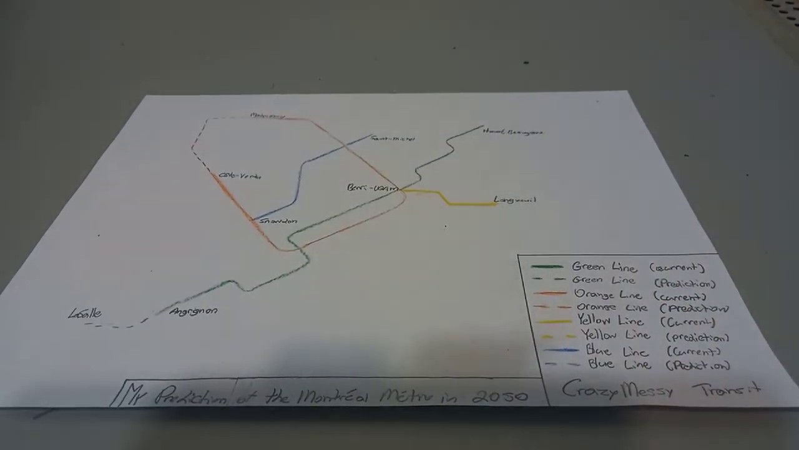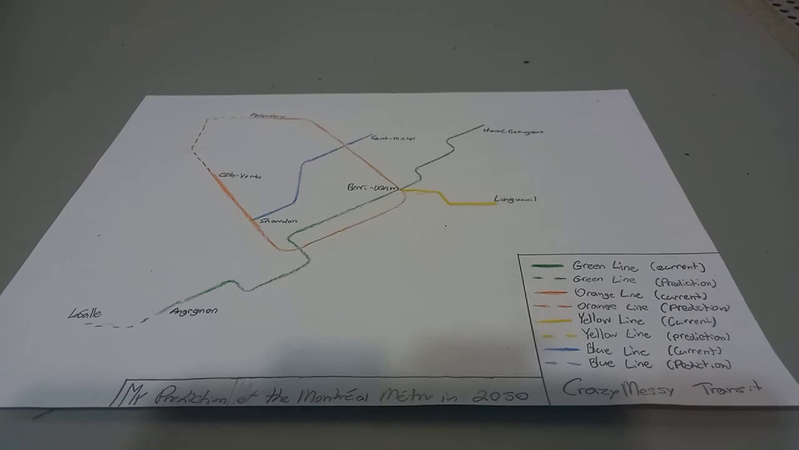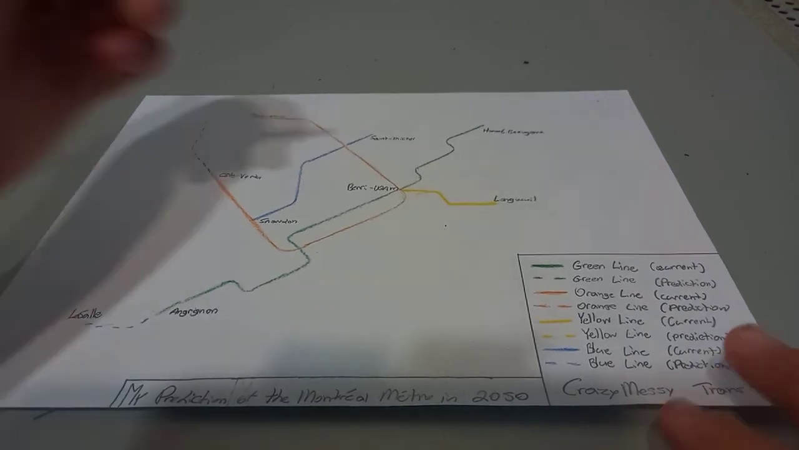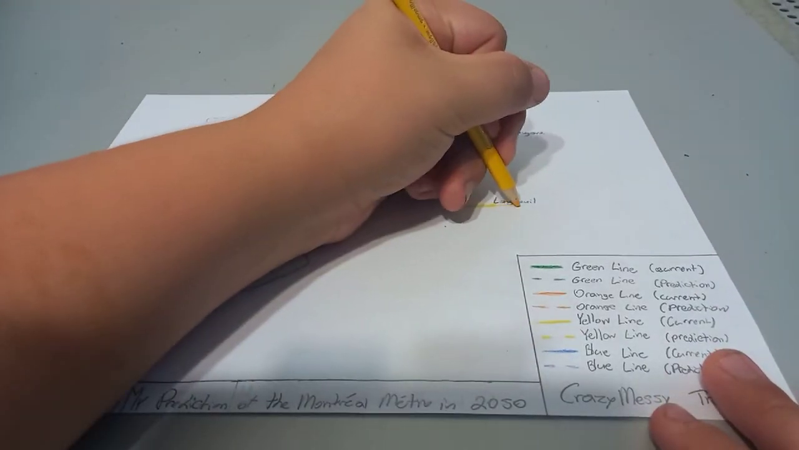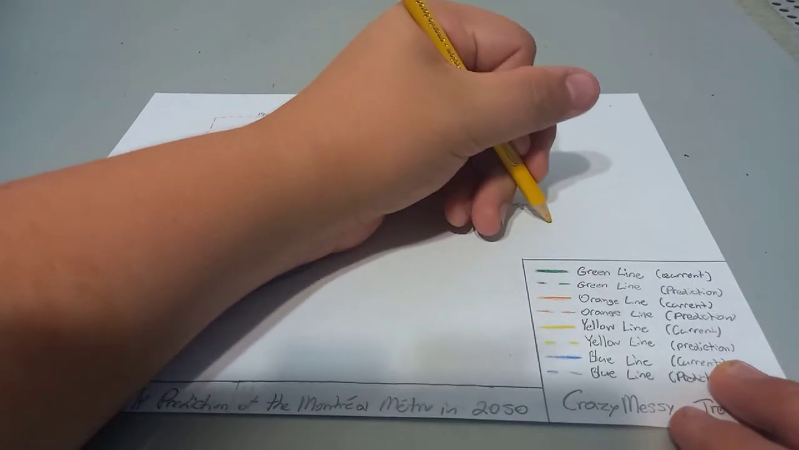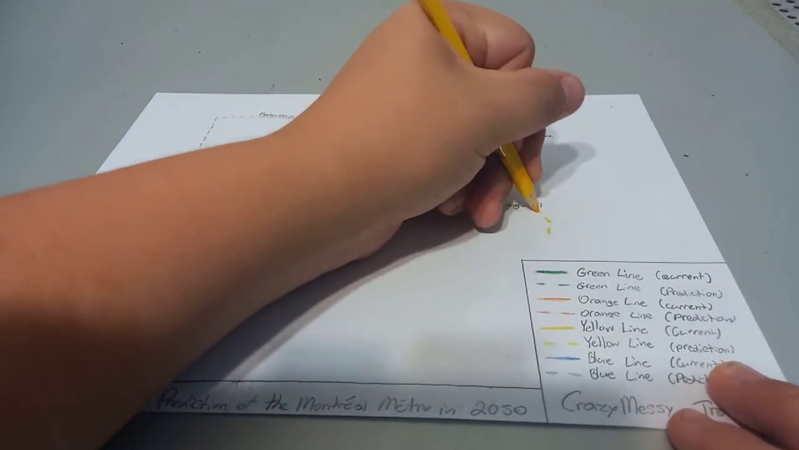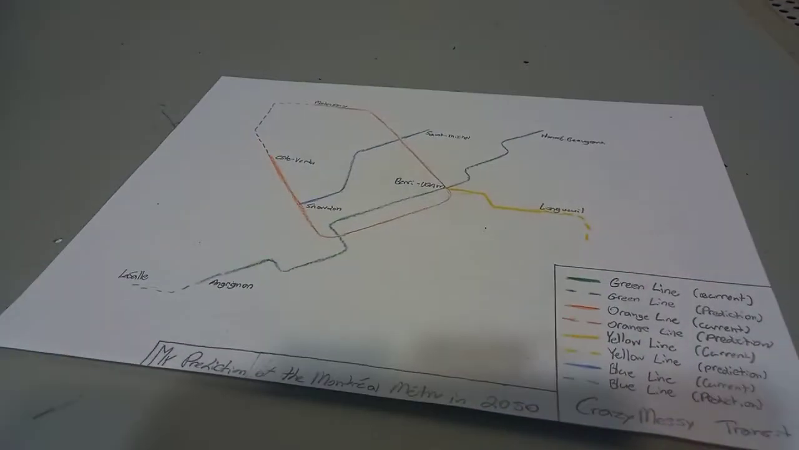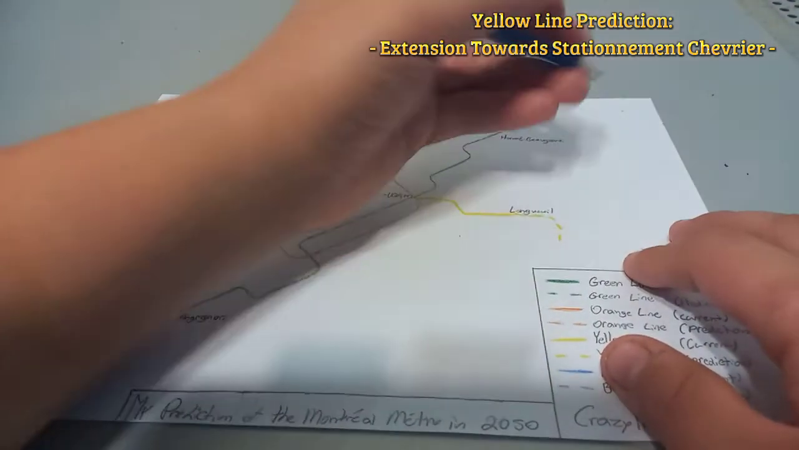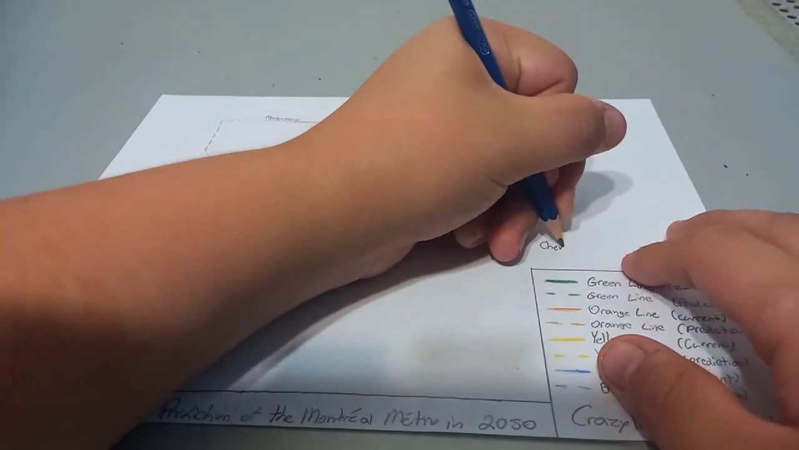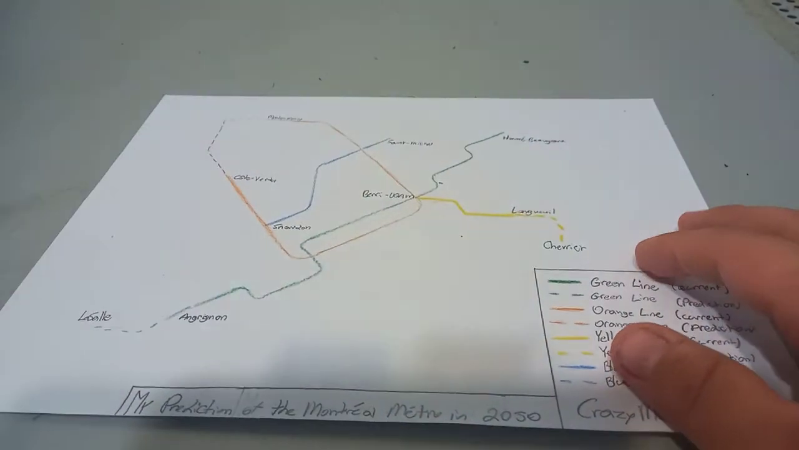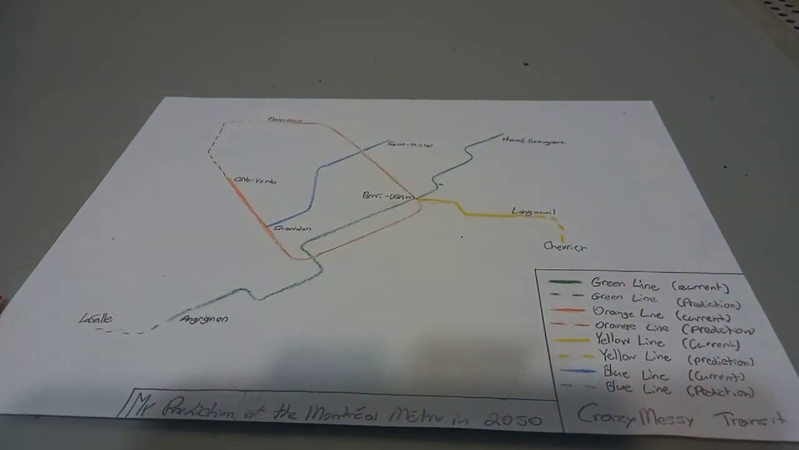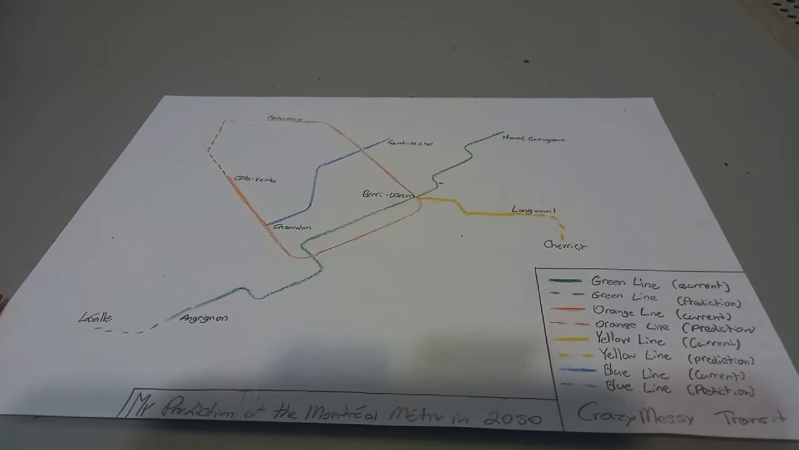Right. Now, let's talk about the yellow line. The yellow line, I think, is going to go from Longueuil to the Chevrier bus terminal down in Brossard. So it's from Longueuil to Chevrier.